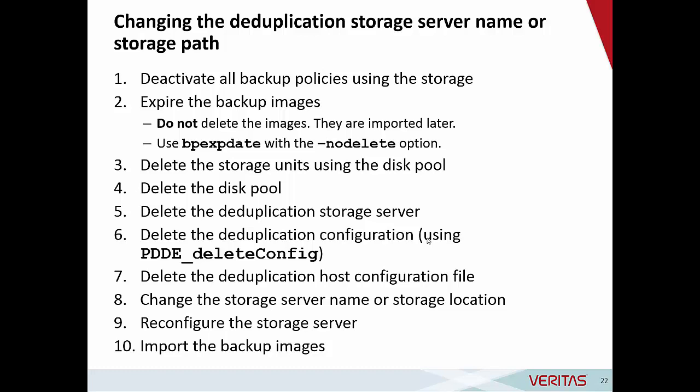And then I can go through and delete the dedupe host configuration file, and I essentially recreate everything from scratch. I change the storage server name or the storage location, whichever one it was that I wanted to change. I run the configuration again as if I was creating a new pool, and I import back in those backup images that I expired.